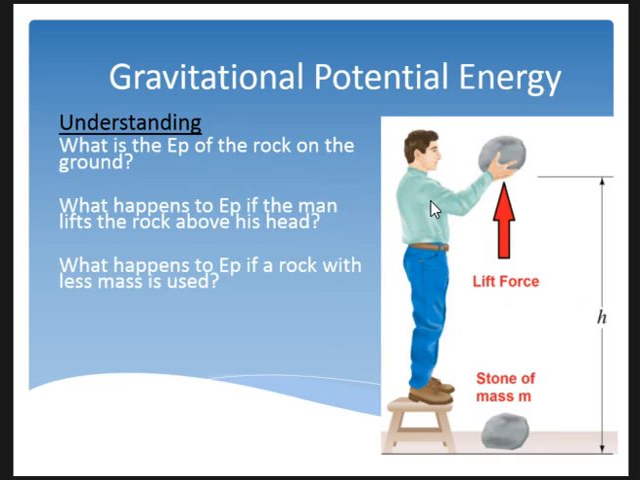Now, let's ask ourselves, what happens if this man were to lift a rock or a stone with a smaller mass? Maybe a smaller rock. If this person were to lift a rock with a smaller mass to the same height, how would the GPE of this rock compare to lifting a rock of a greater mass? If you are thinking, well, if it's a rock with a smaller mass, therefore the GPE is smaller or lower, then you're right. So we see from here that the mass of the object that is being lifted also affects the amount of gravitational potential energy that it has.